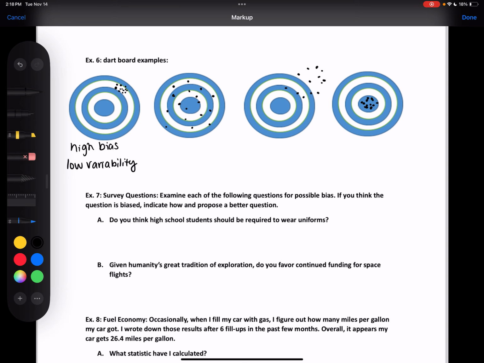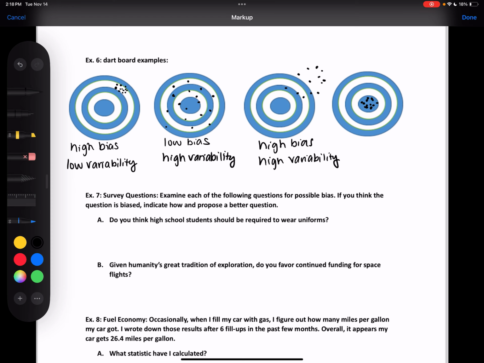This next one is low bias, kind of, because they all average out to be the middle, but high variability because they're spread out. This third one is high bias because they're far away, and high variability because they're spread out.